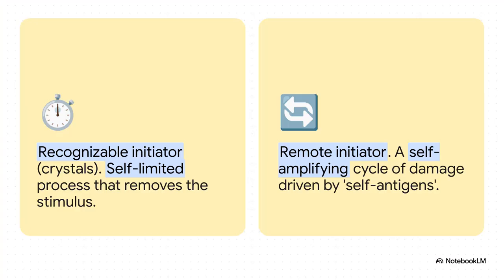On the left, you've got your acute diseases. Think of these like a sprint. There's a really clear starting gun, a urate crystal, a bacteria, and the whole point of the race is to get rid of that stimulus, and then it's over.